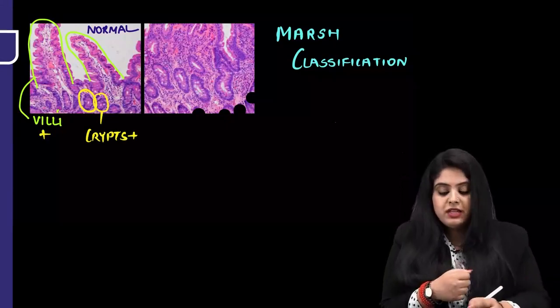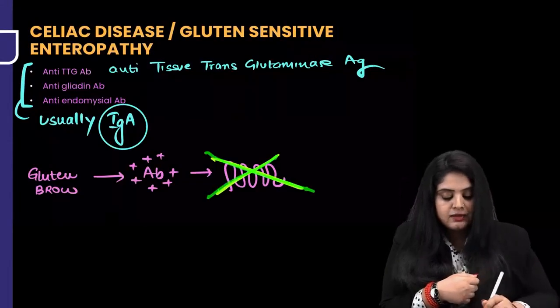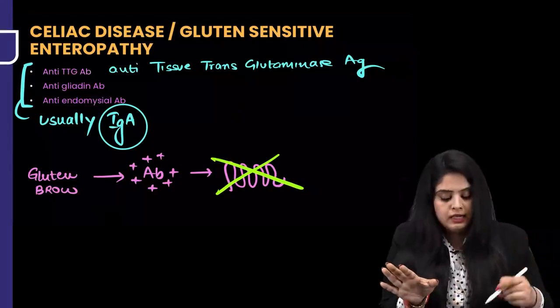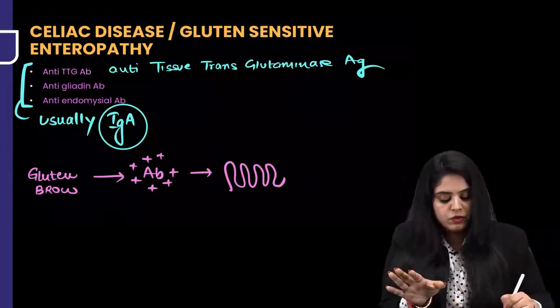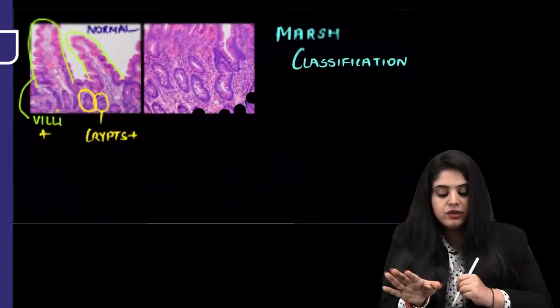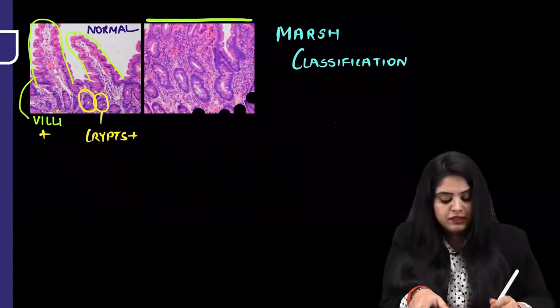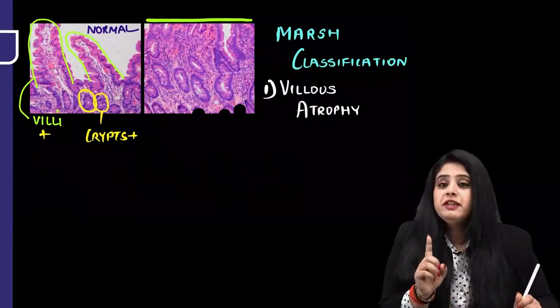So now imagine if antibodies come and attack all of this. I just told you that antibodies are going to come and attack all of this. So all these villi will be gone, exactly how we described it over here. All these villi are going to be gone. So can I say villous atrophy is going to occur? The first thing that shall occur is going to be villous atrophy.